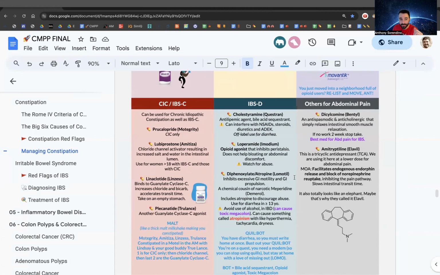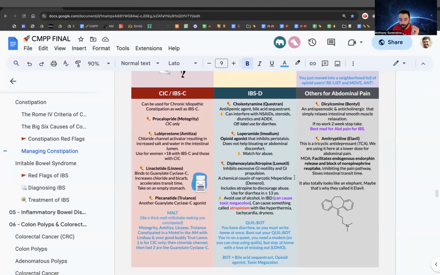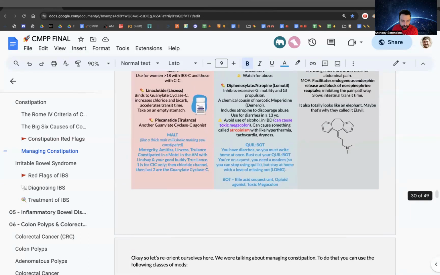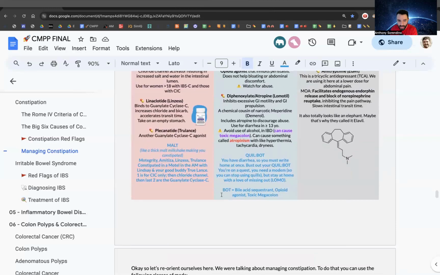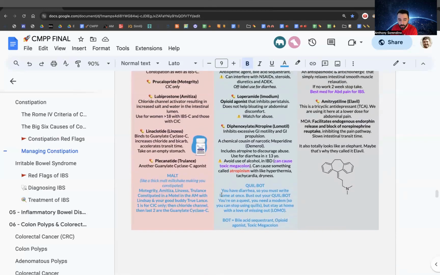For our IBS-Cs in the bottom left here, these spell MALT. So think of a thick malt milkshake making you constipated, like a really thick malt milkshake. So you have Motegrity, Amitiza, Linzess, and Trulance. So I have here, you're constipated in a motel in the AM with Lindsay and your good buddy, Trulance. So motel is going to be Motegrity.